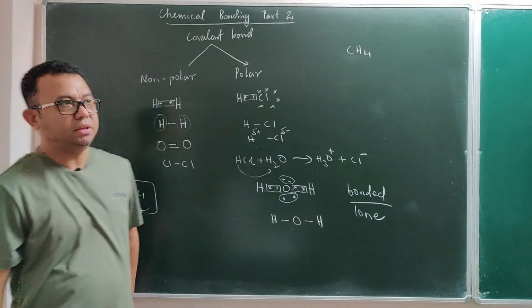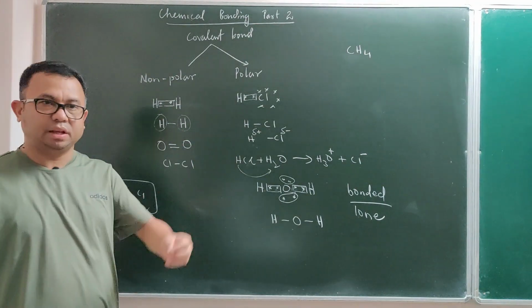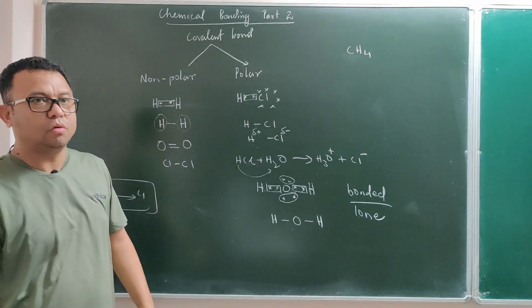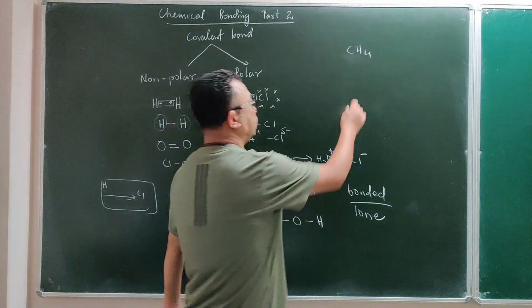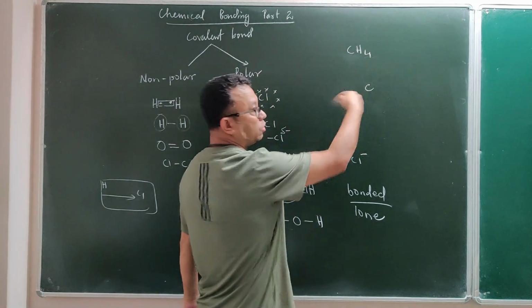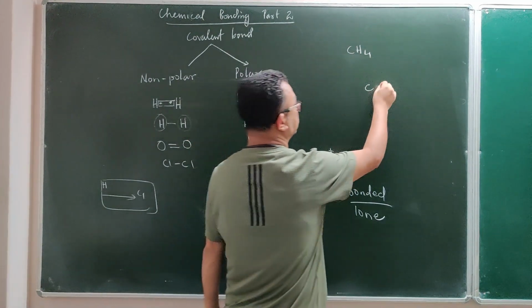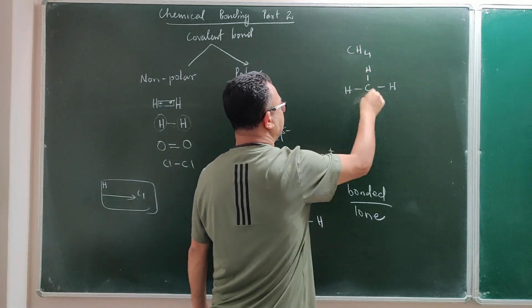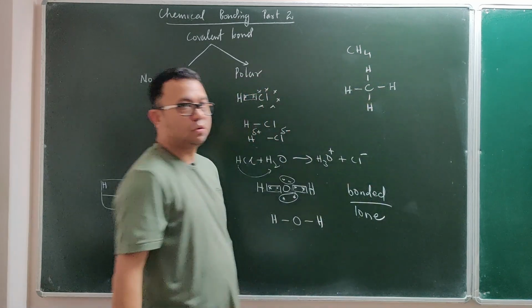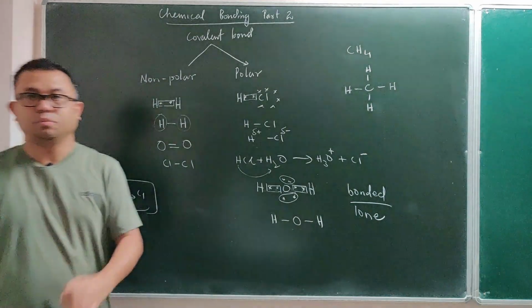Now let me write methane, even though we have seen the structure of methane already in the previous class, the structure of a covalent compound. Let us see what happens in methane. We saw the structure of methane: four electrons on the outermost shell, so it was forming one bond here, a second one here, a third one here, and a fourth one here.